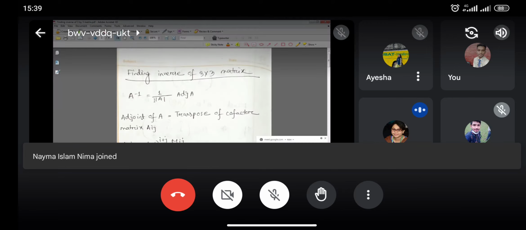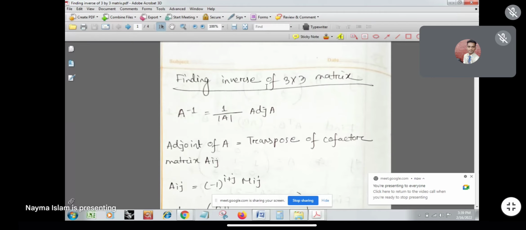This formula is similar to the 2 by 2 matrix. Finding the inverse of a 3 by 3 matrix: A inverse equals 1 by determinant A times adjoint A. Here, for determinant A, you have to find the determinant of a 3 by 3 matrix. You found this in the last class also.